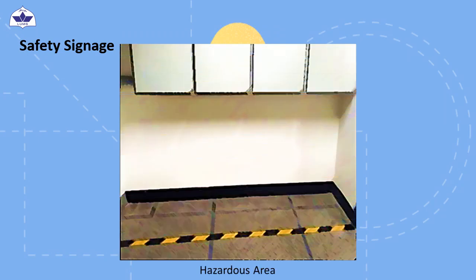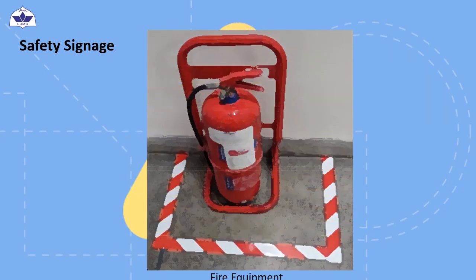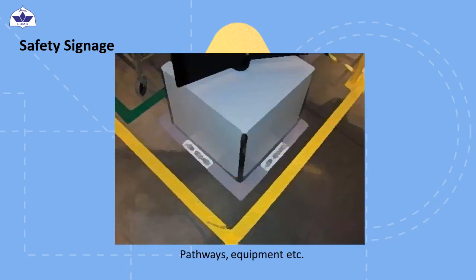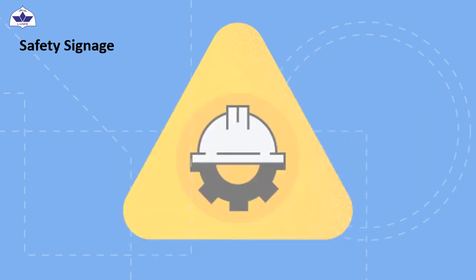Floor marking: this floor marking, black and yellow, shows a hazardous area. And then we have this floor marking, which shows fire equipment, and this one shows pathways and equipment. And then this is the emergency exit floor marking.